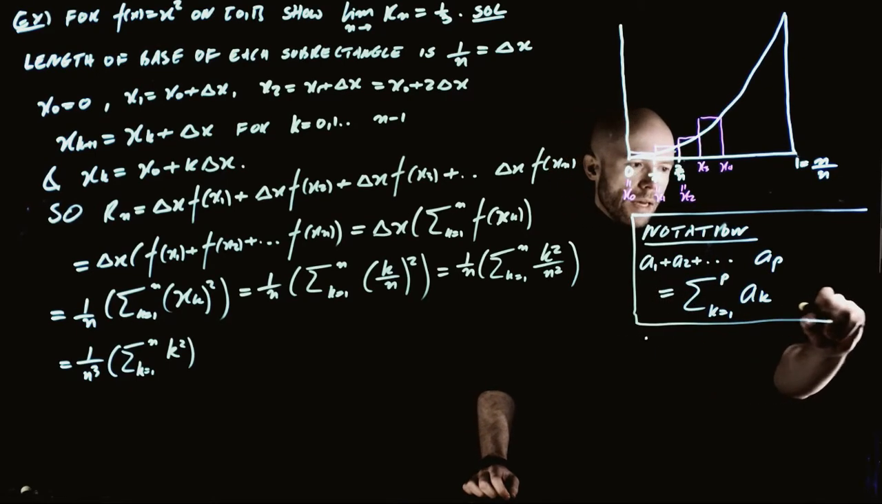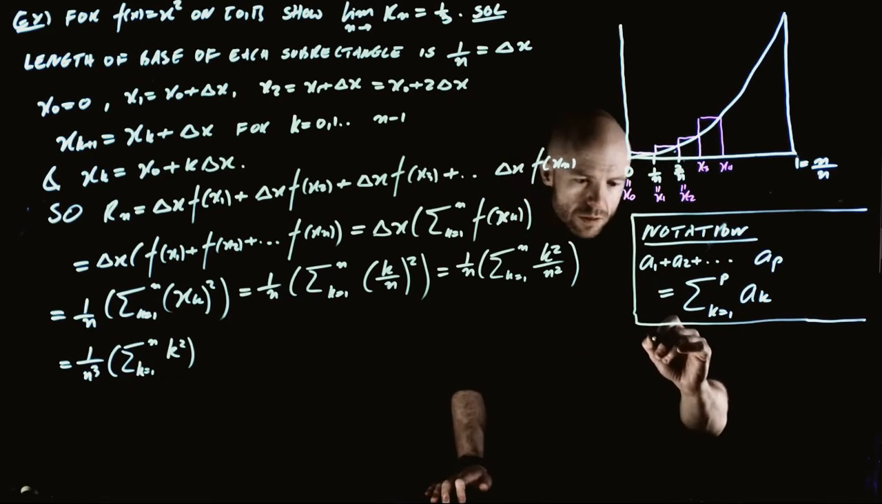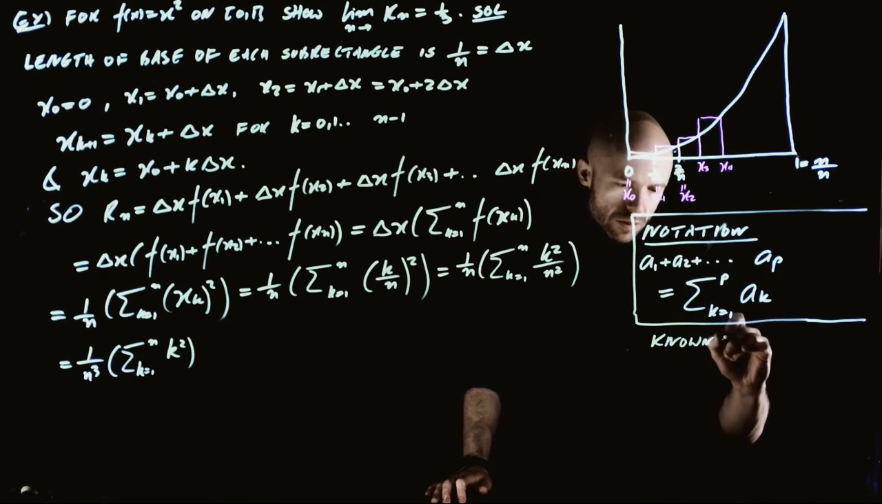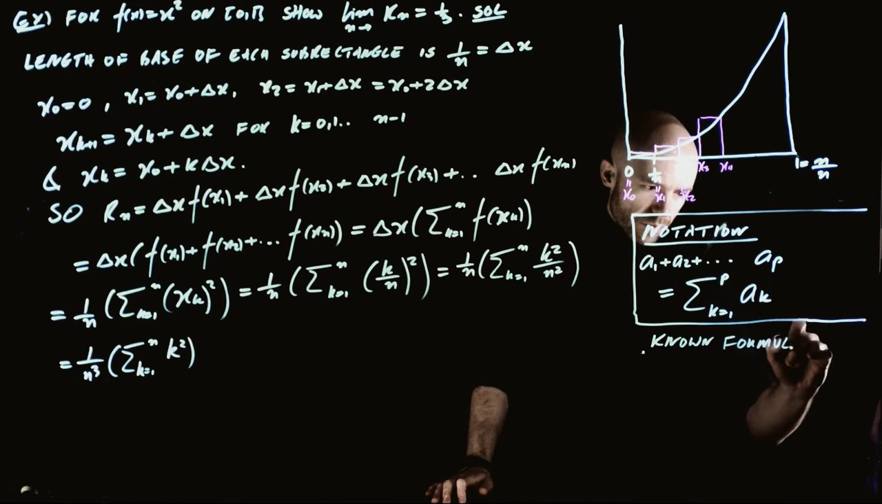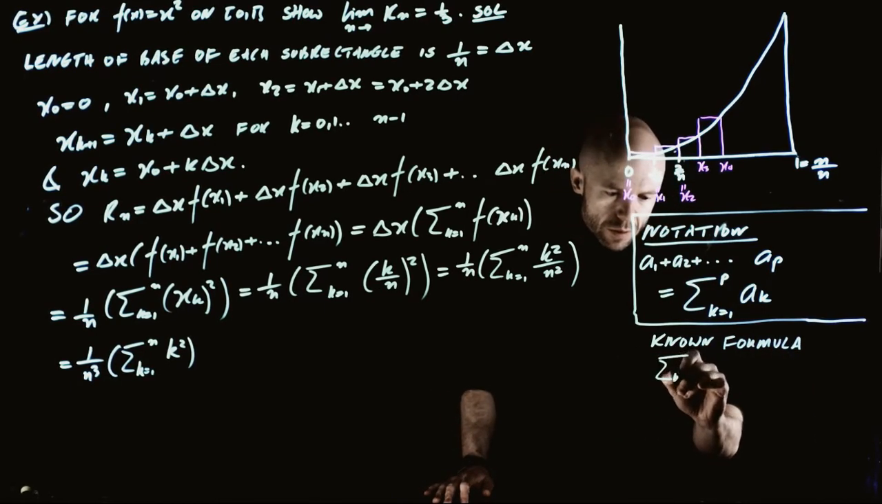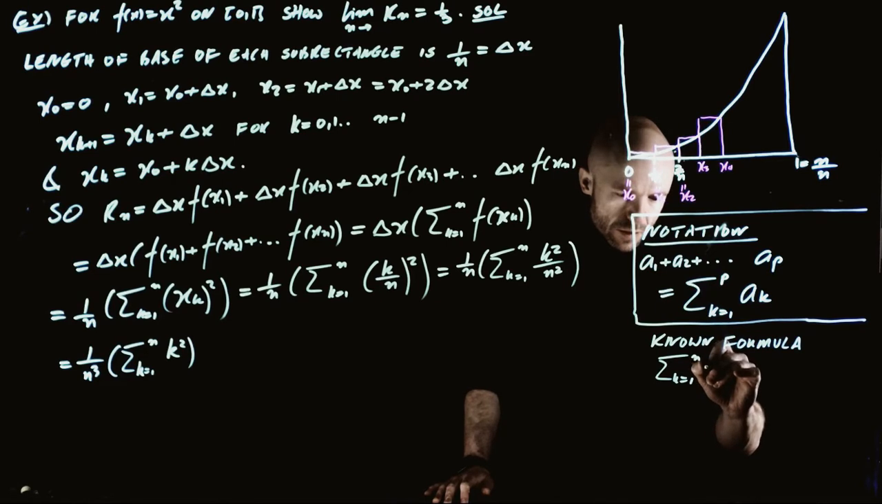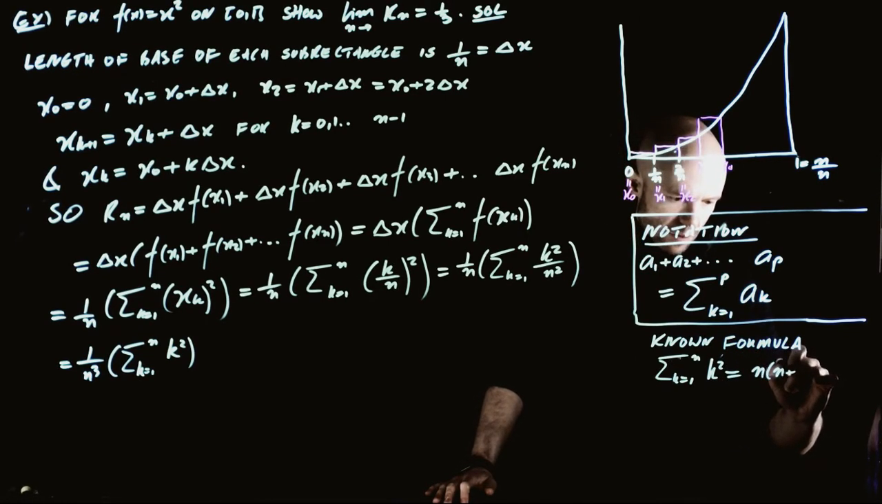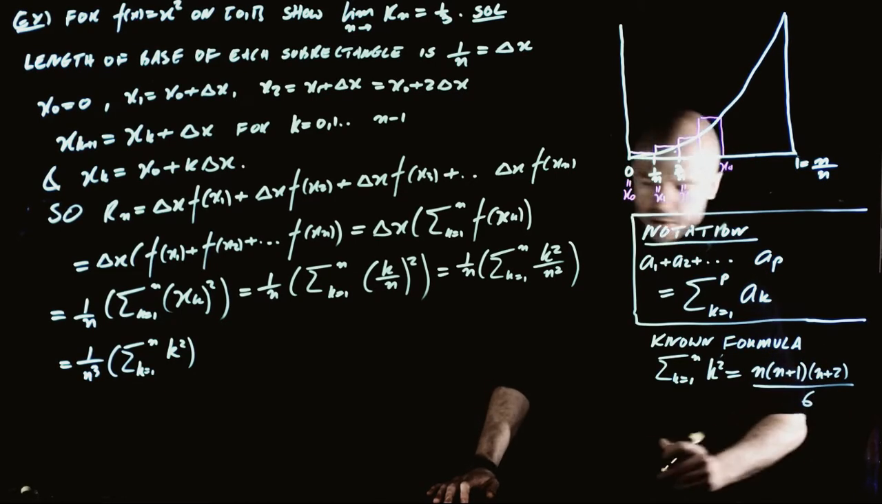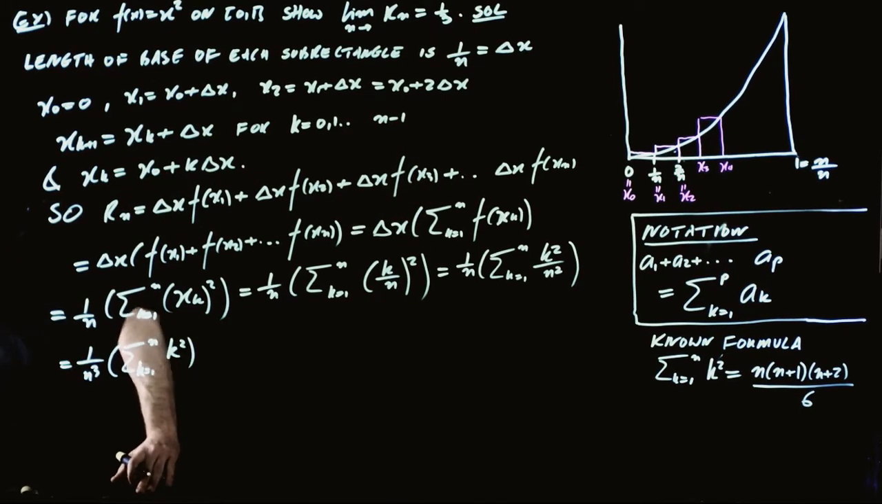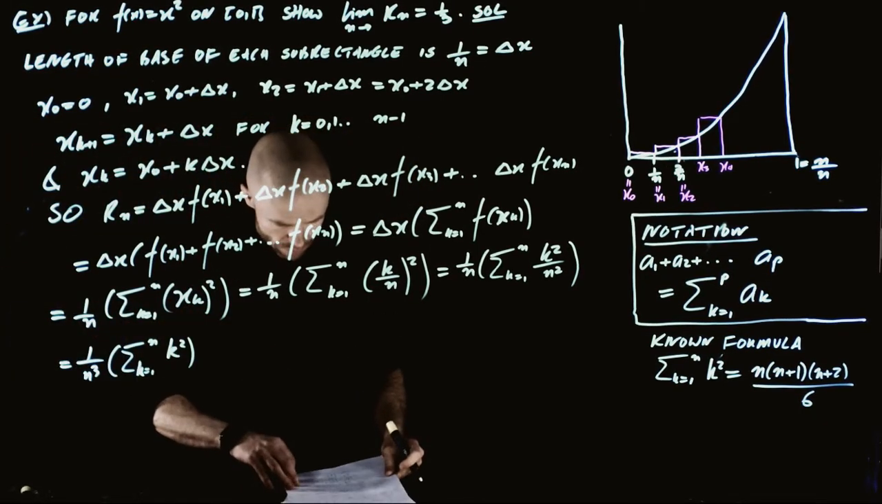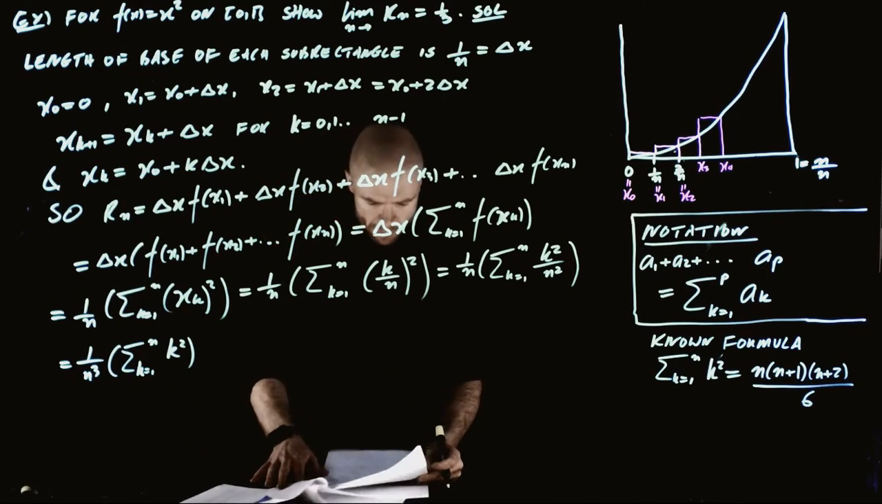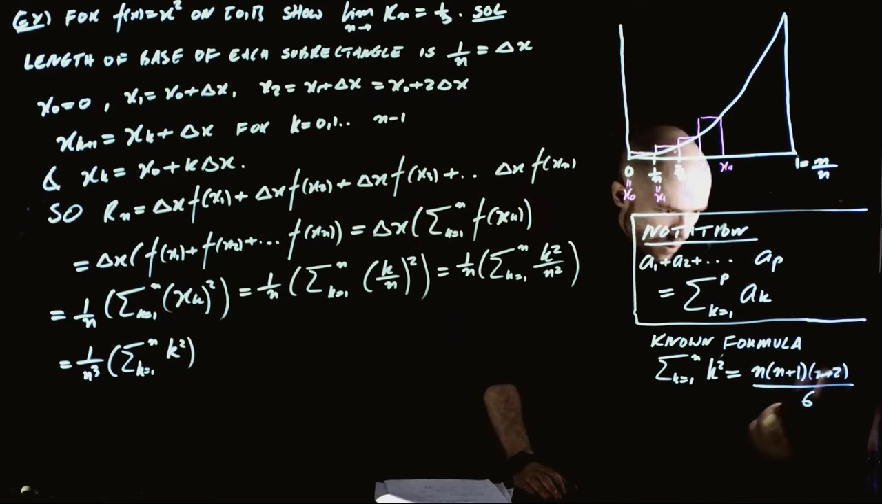And it turns out that there is a known formula for this: the sum from k equals 1 up to n of k squared is equal to n times n plus 1 times 2n plus 1, over 6. Let me check. I got that right. I did not. It is this.